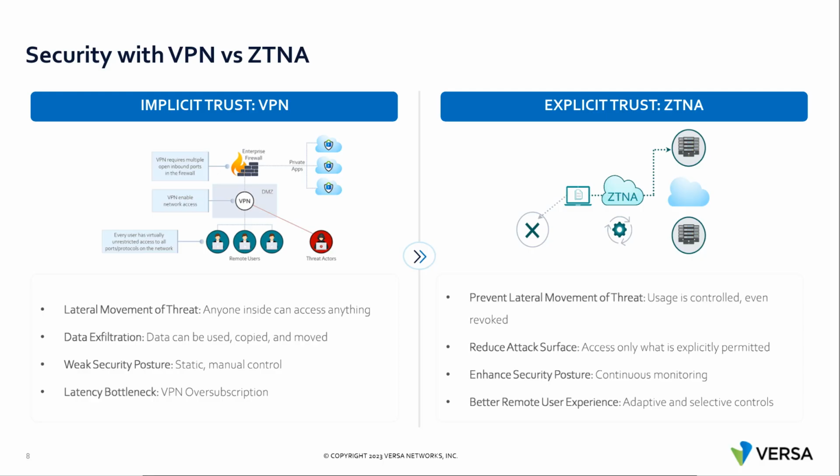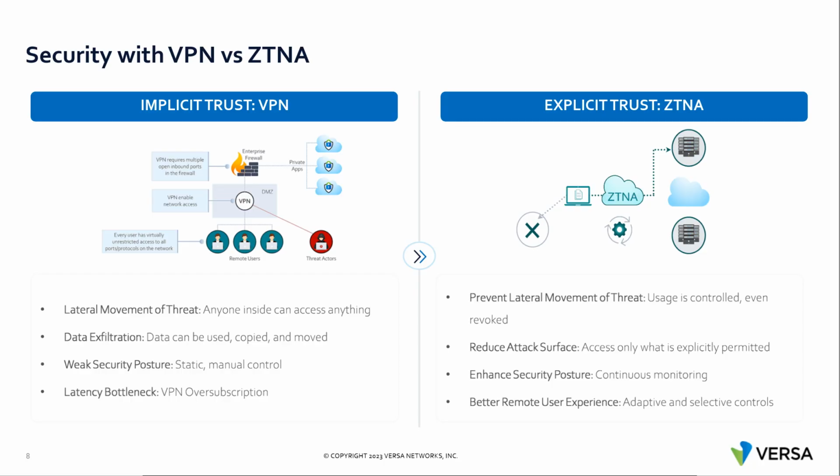The world was safer, more trustworthy, I would say, at first. So it used to be like, okay, VPN should work, but it created lateral movement of threats. Anyone inside can access anything. Data exfiltration was easy: you get a tunnel and then you can pull data out. Weak security posture, because now you have to manually control or build policies, and then latency bottlenecks.